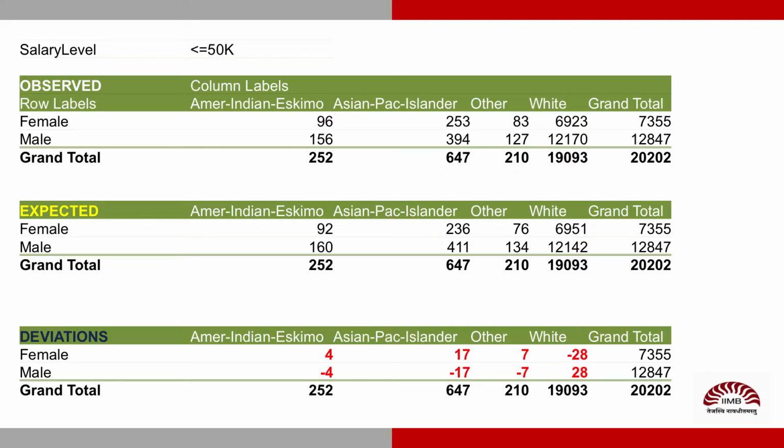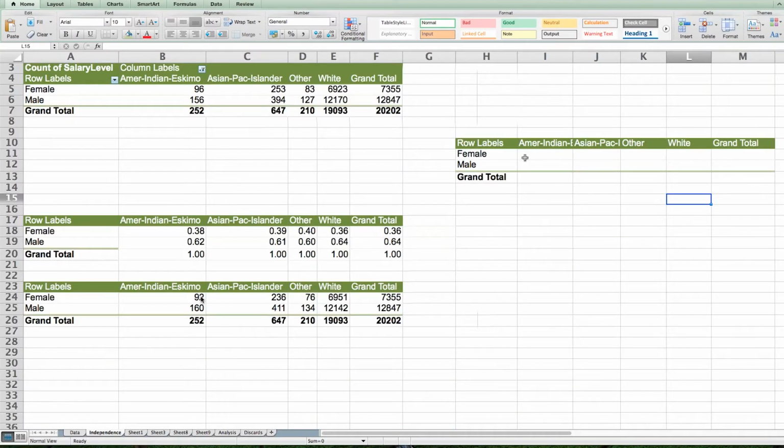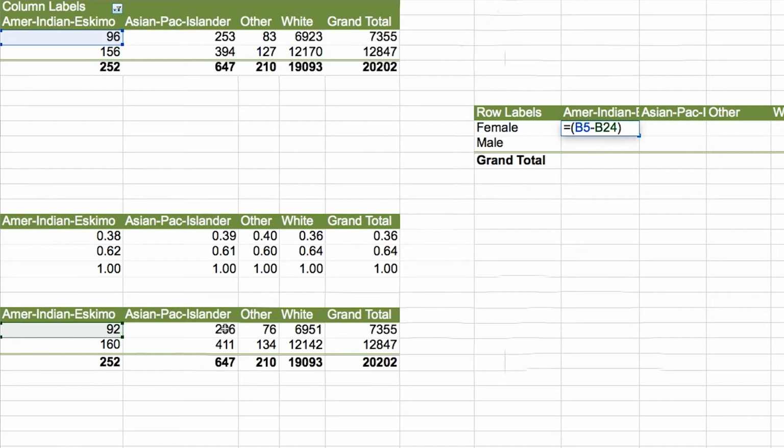Now, what we should be looking at is the squares of the deviations. These deviations are large if the count itself is large. So, we will divide by the expected cell count. So, I have this shell of a table here where I'll populate it with the observed count minus the expected count, square the deviation, divide by the expected count.